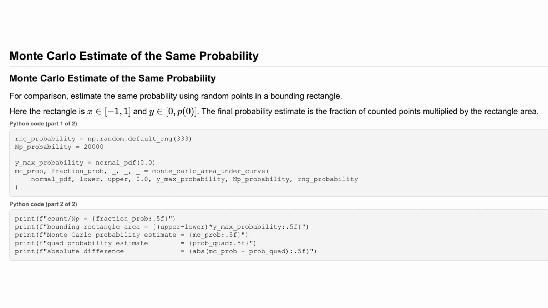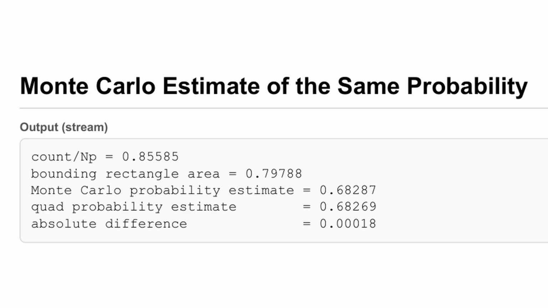Now, let us try to get the same result using the Monte Carlo method. We define a bounding rectangle that just barely encloses the peak of our distribution within the limits of -1 to 1, and then we run our random sampling. With 20,000 random points, we get an estimate of 0.68287. This is within 0.00018 of the quad result, demonstrating that stochastic methods are quite capable of providing accurate results for statistical problems.